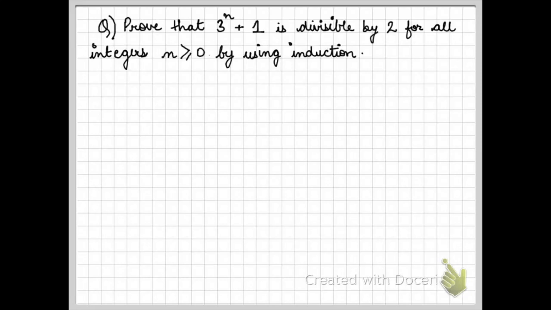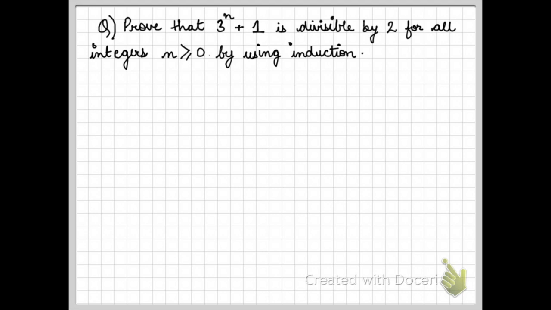Okay, so we are going to do proof by induction, the divisibility question. The question is that we have to prove 3 raised to the power of n plus 1 is divisible by 2 for all the integers where n represents the integer and it is greater than or equal to 0.